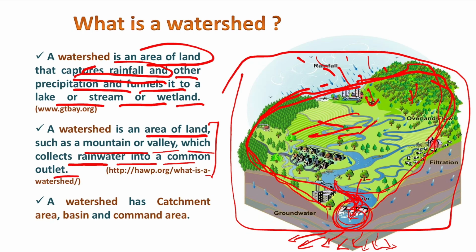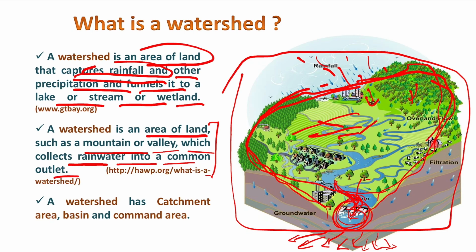So all of us, we are living in a watershed, whether we are living in a catchment area, whether we are living in a command area. Because whenever our water is draining towards a catchment area or towards a basin, then we are living in a catchment area.